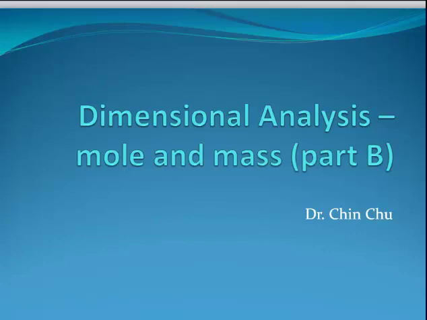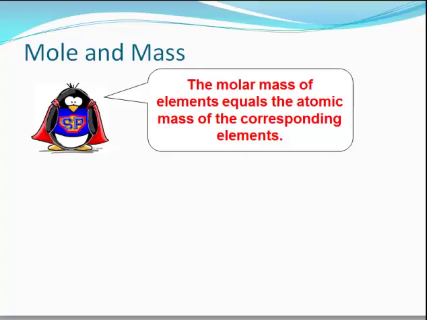And here we're going to extend that concept a bit. As I stated in the previous podcast, the molar mass of an element equals the atomic mass of the corresponding element. So if you want to know how many grams are equivalent to 1 mole of any given element, you can check the periodic table and get the atomic mass. The average atomic mass will be the molar mass of that particular element.